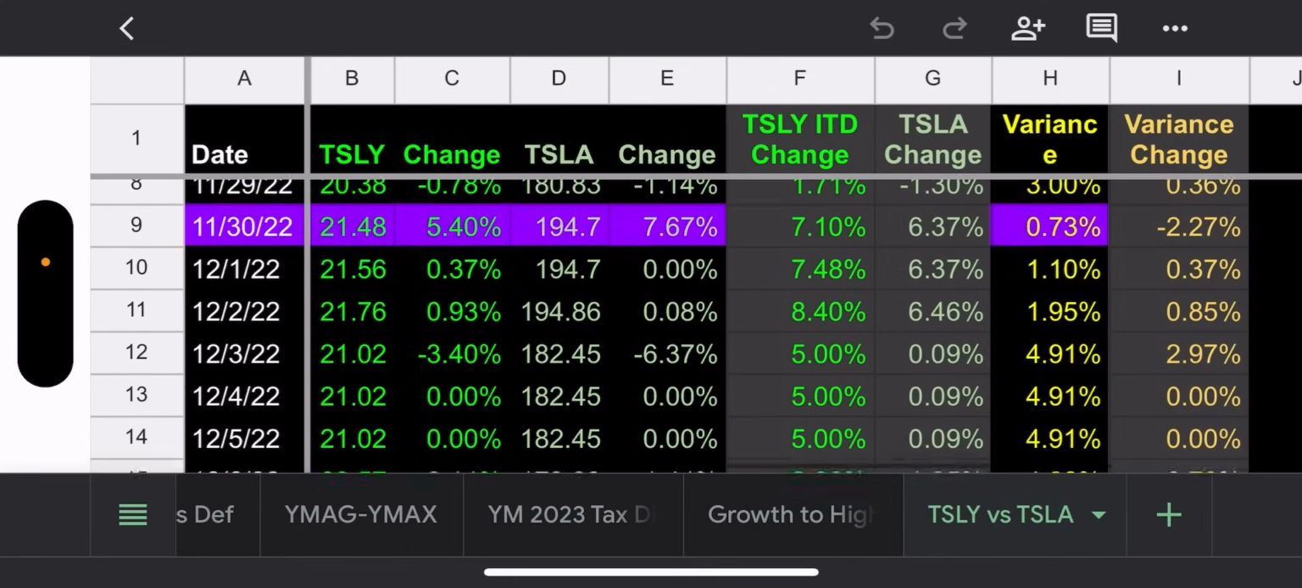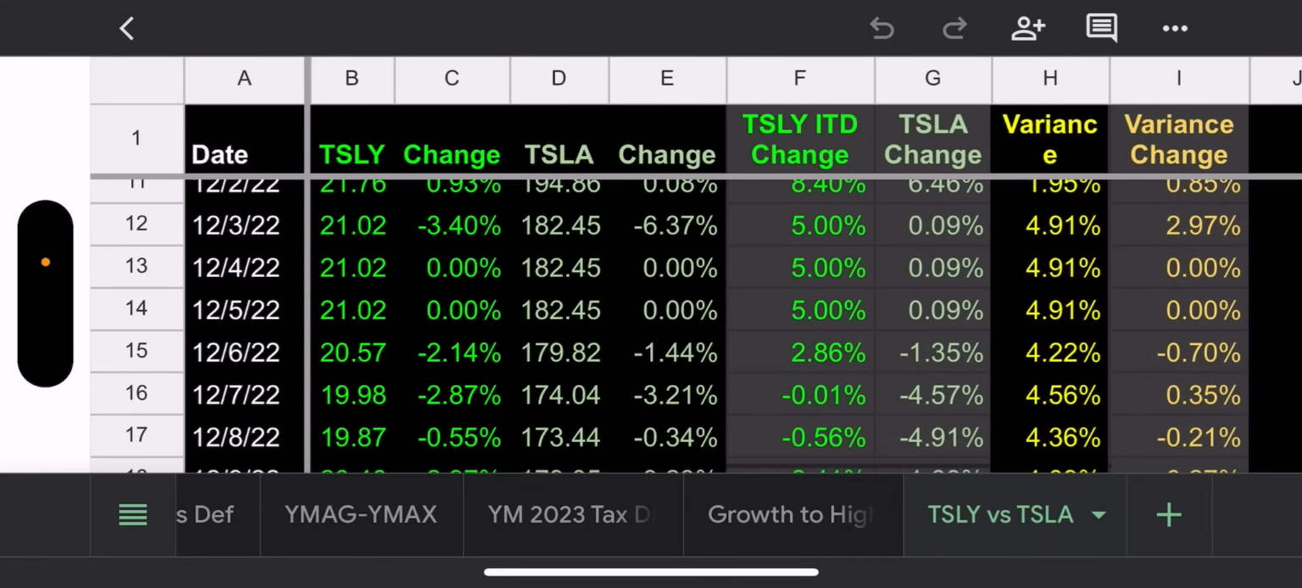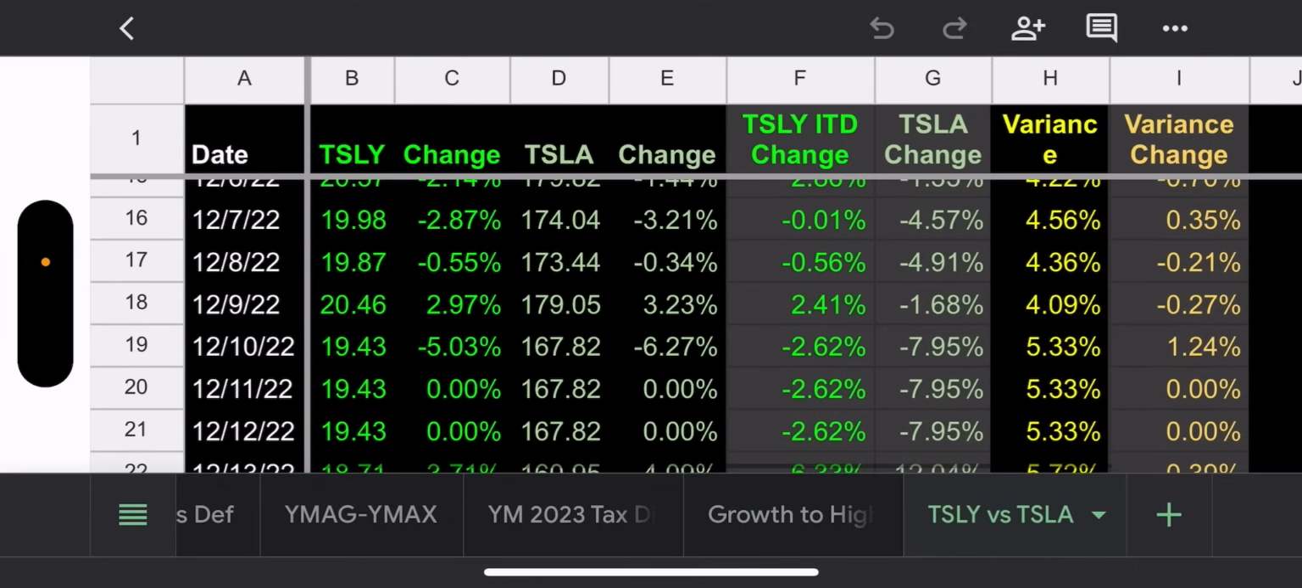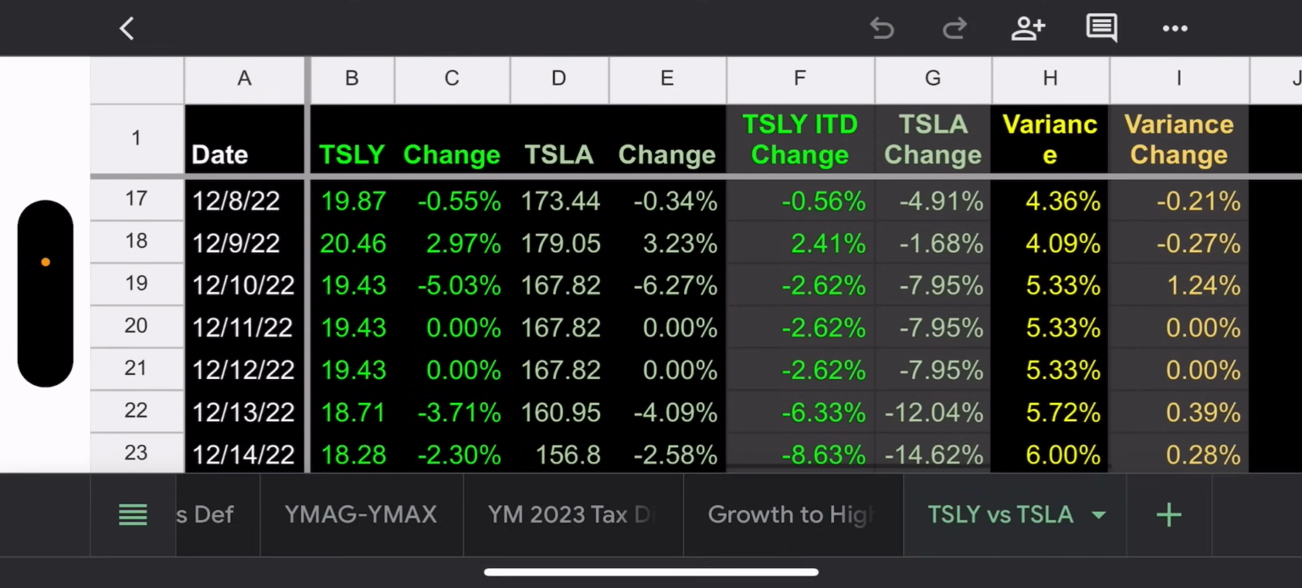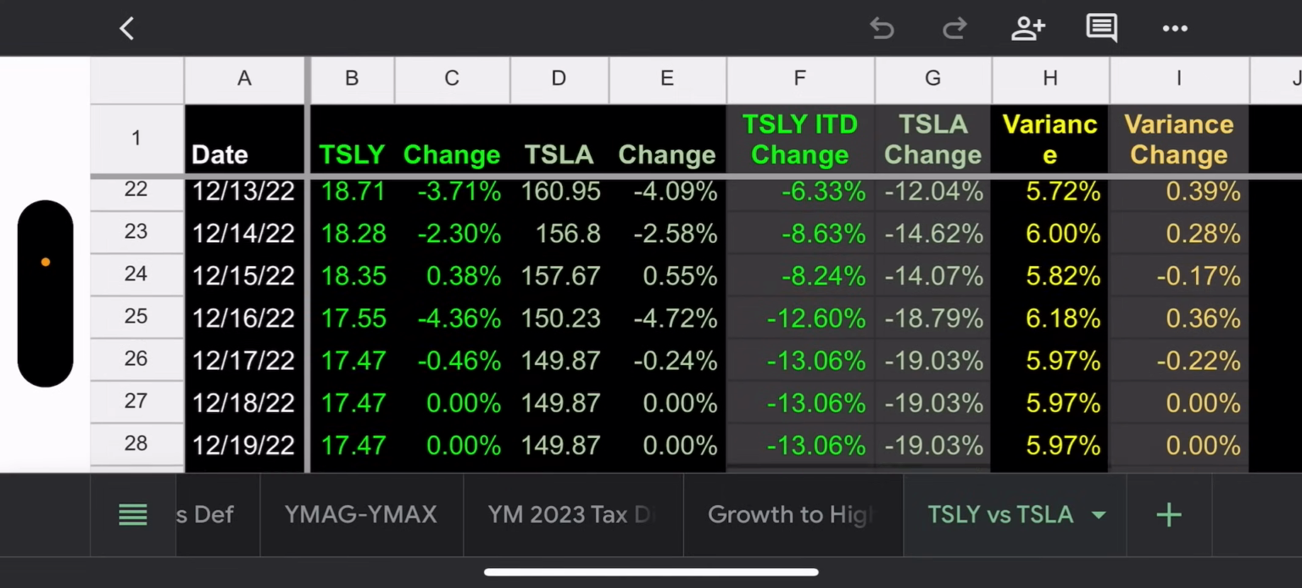So let's move on. Again, I'm going to go through this fast, but as you can see, you'll look at the variance change. There's a lot of days like December 10th, for example, Tesla went down 6.27%, Tesley went down 5%, and Tesley won that day, okay? And we'll keep going.